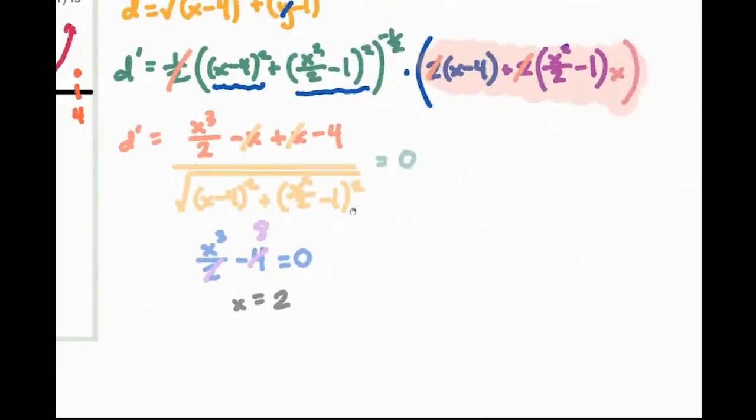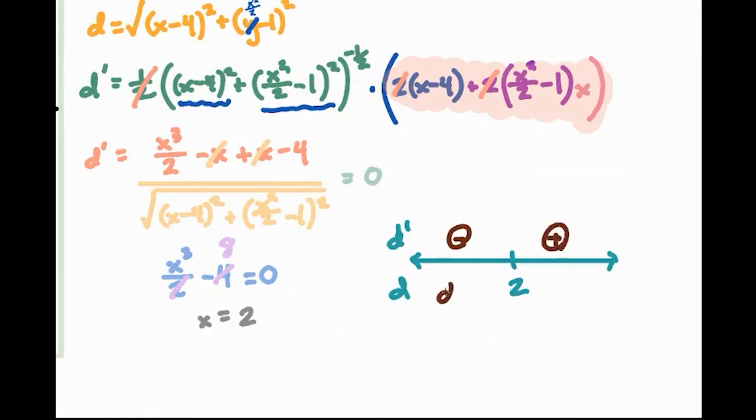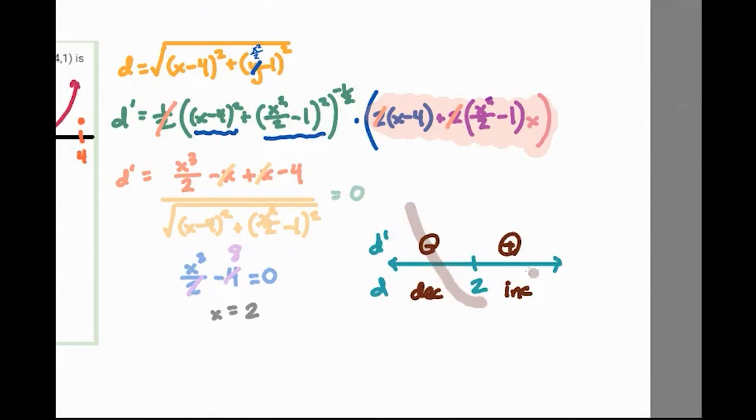So we have x equals 2 here. Let's make a critical number line. We're going to put 2 on it, and then d prime tells us what d is doing. Put something like 0 in there. This should be negative. Put something like infinity, maybe. It'd be positive. So that means we're decreasing to increasing. If you were sketching the graph here, it would look something like this. Down, there we go, and then up.